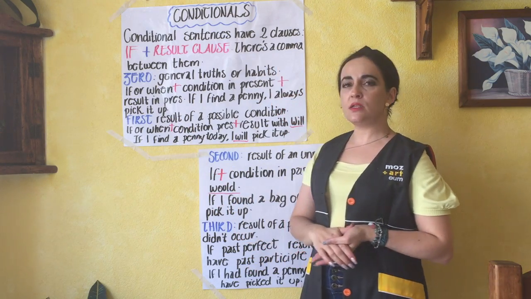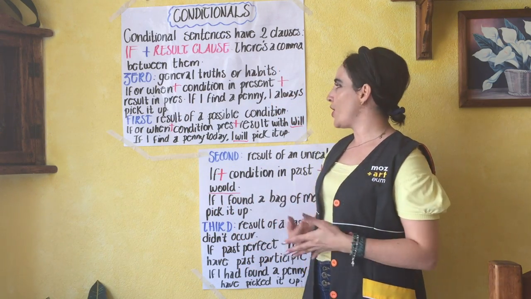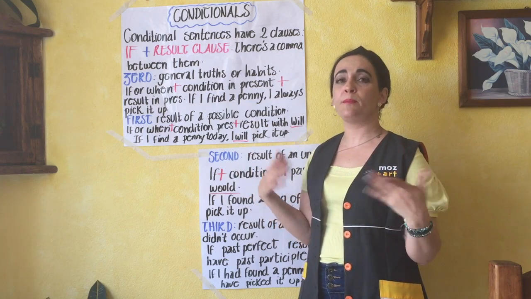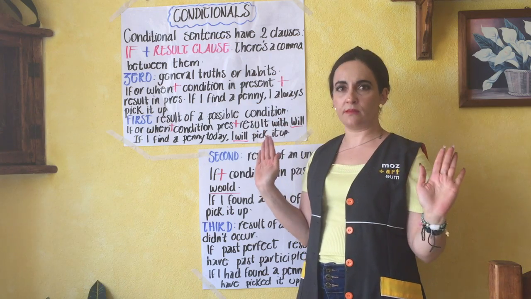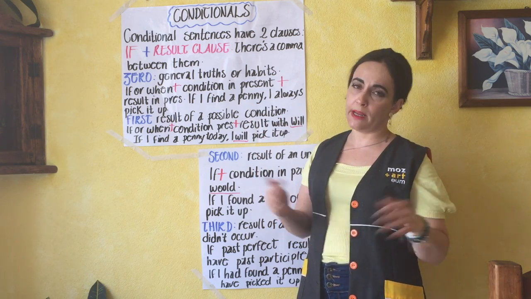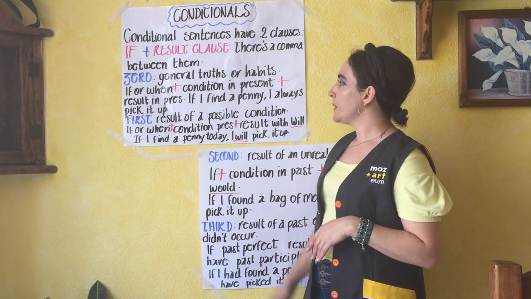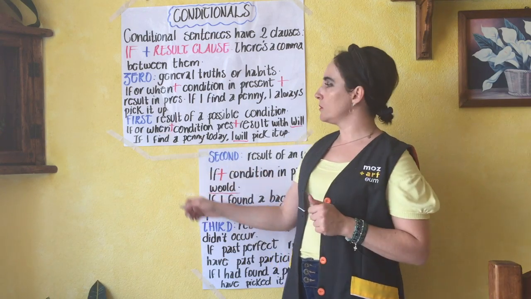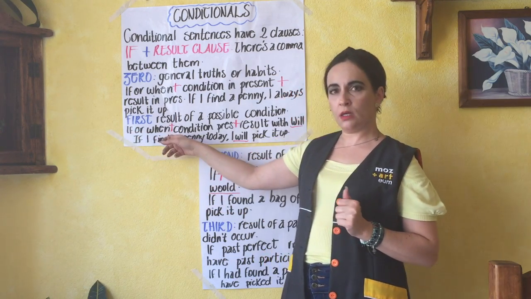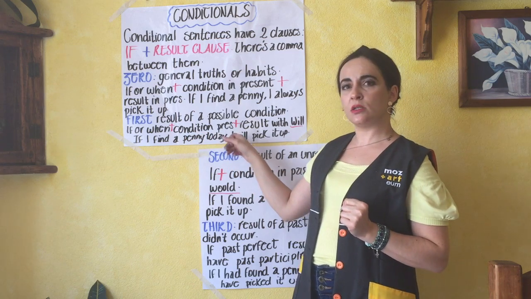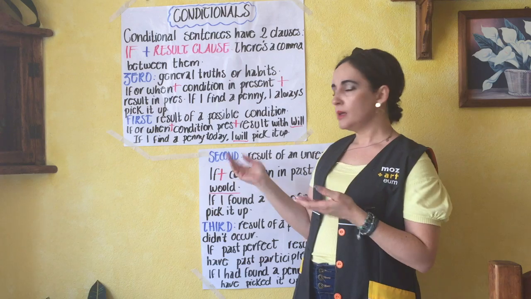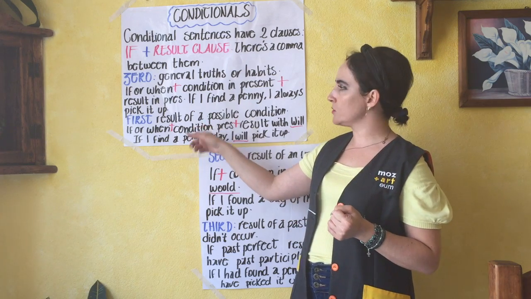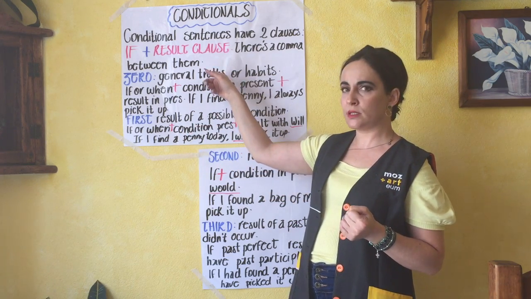The first conditional is used for a result of a possible condition. It's possible. It's not a truth, but it's possible. It may happen or maybe not. Okay? This first conditional is formed with the word if or when plus a condition in present tense plus a result but with will. This is the main difference between the first conditional and the zero conditional.